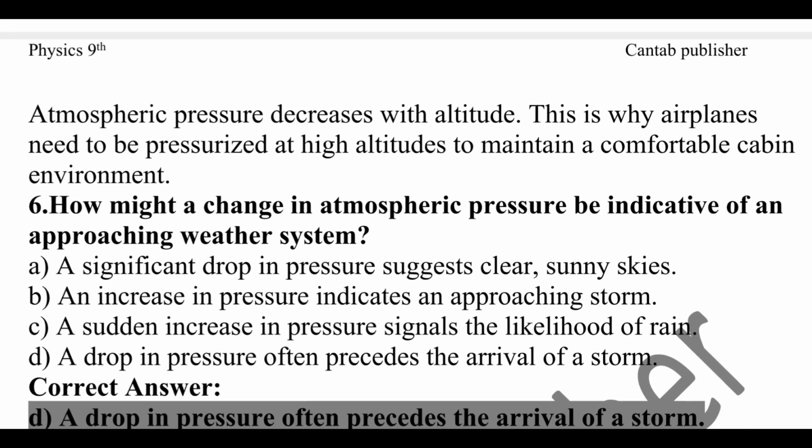Atmospheric pressure decreases with altitude. This is why aeroplanes need to be pressurized at high altitudes to maintain a comfortable cabin environment.